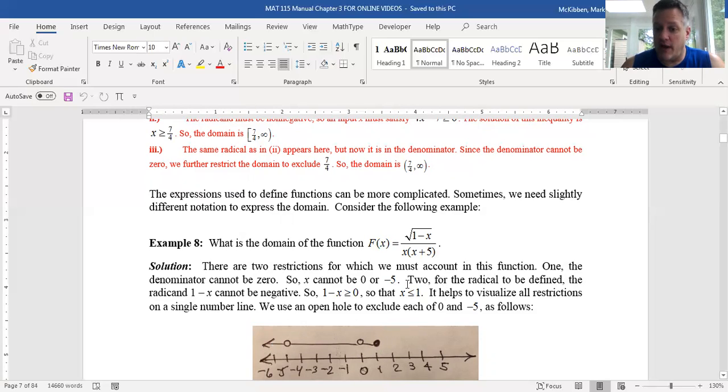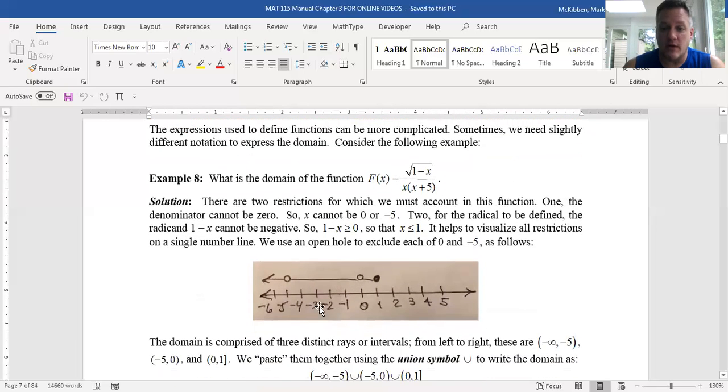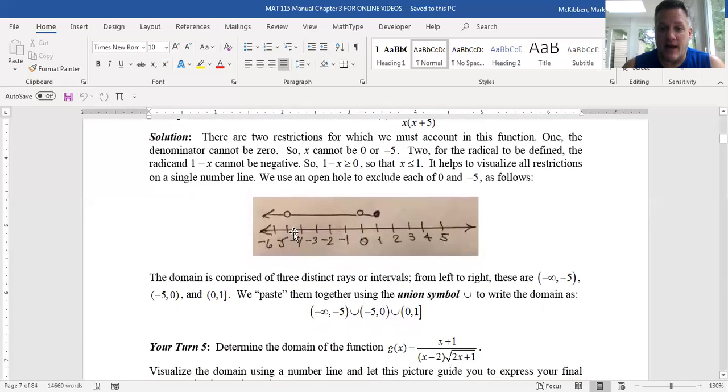That would be a left ray that corresponds to this piece. But then you also put open holes at 0 and at -5 like I did, right? Because I can't allow those values in, I'd be dividing by 0. And so in interval notation, I have this piece between -5 and 0. That's this open interval. And then I have the half open interval from 0 to 1, and I'm simply unioning those together.